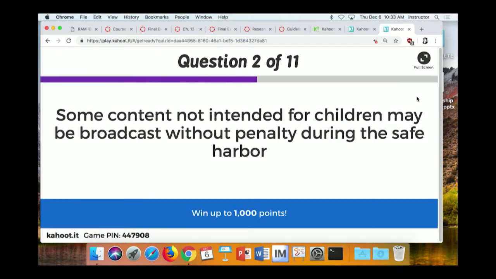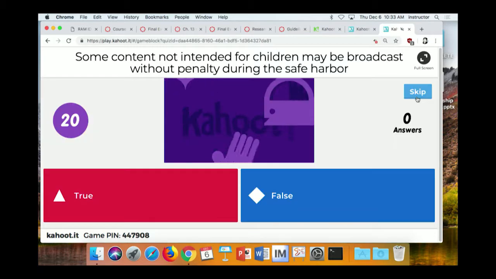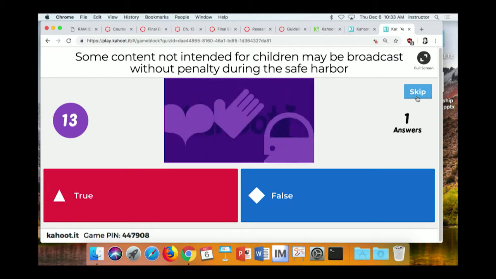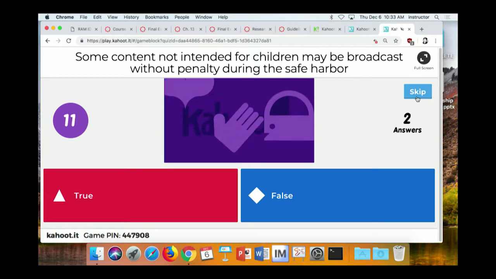Number 2, some content not intended for children may be broadcast without penalty during what they called the safe harbor. True or false?